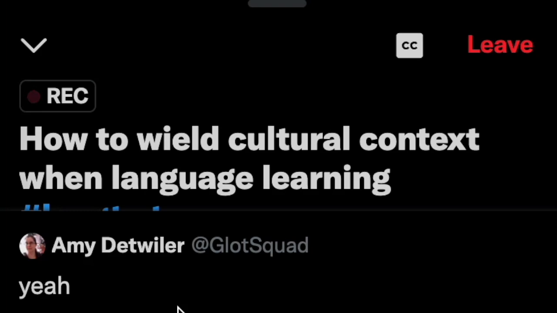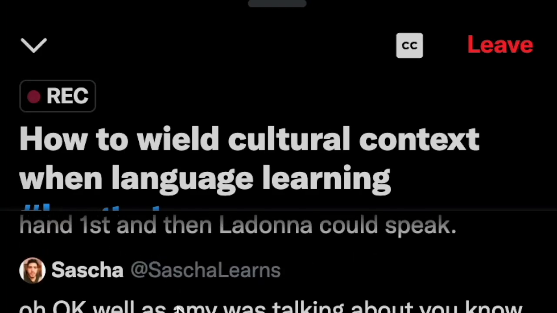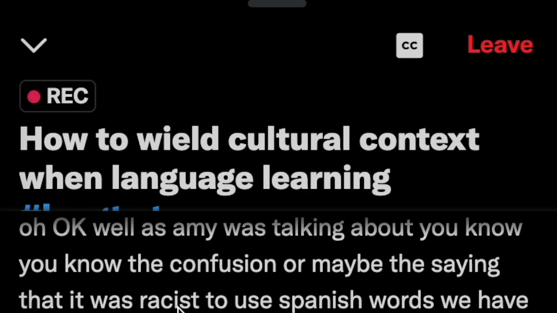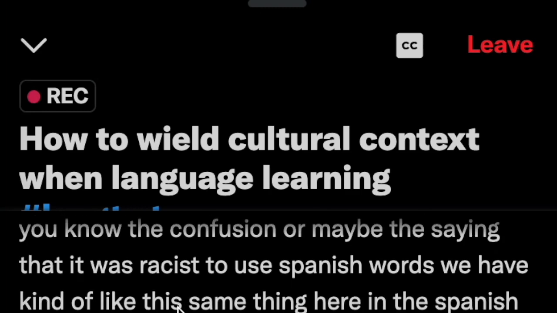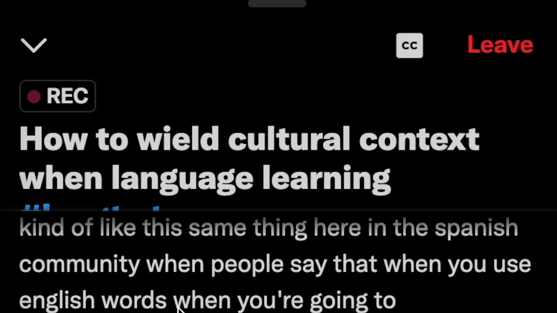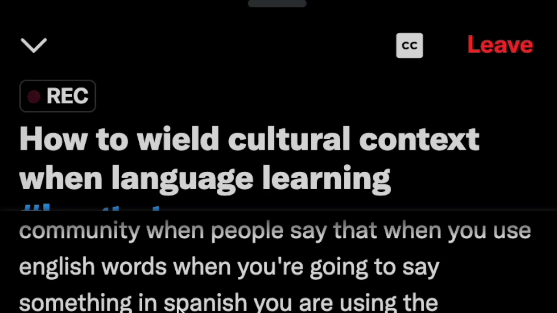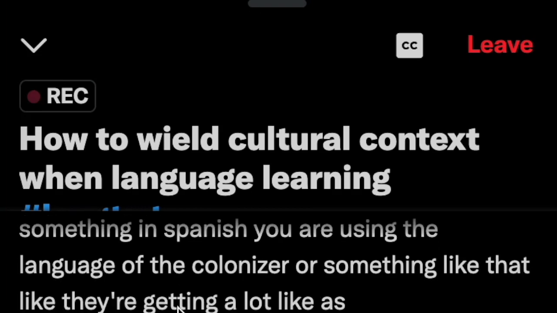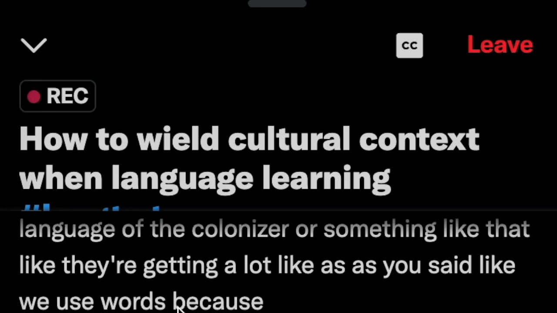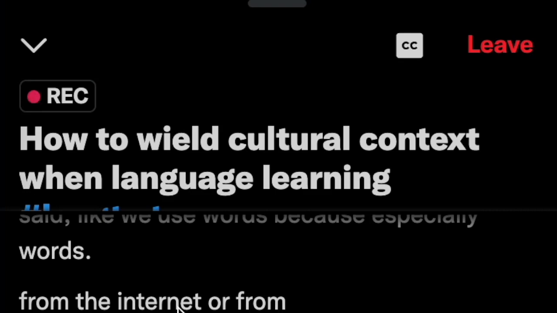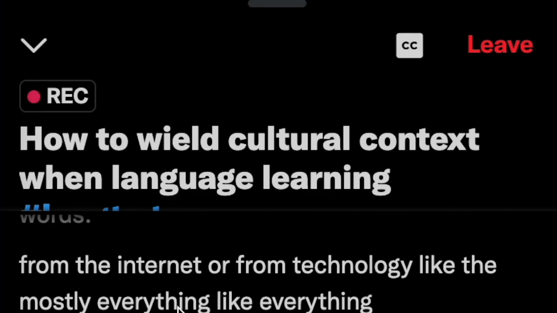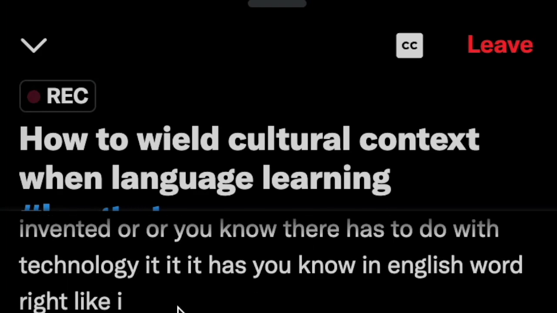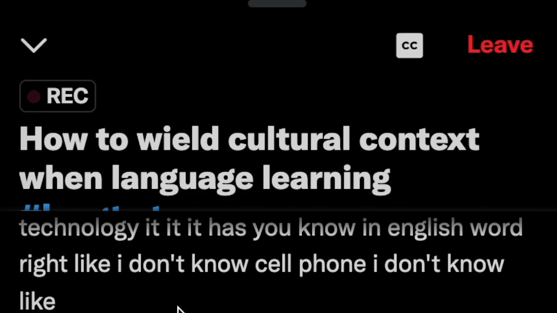Okay. Well, as Amy was talking about, the confusion, or maybe the saying that it was racist to use Spanish words, we have kind of the same thing here in the Spanish community, when people say that when you use English words, when you're going to say something in Spanish, you are using the language of the colonizer or something like that. Especially words from the internet or from technology, like mostly everything that's invented or that has to do with technology has an English word, right? Like, I don't know, cell phone, very specific things.